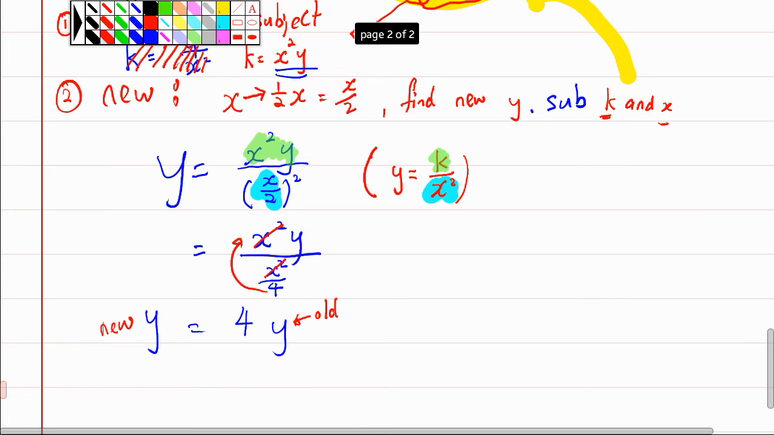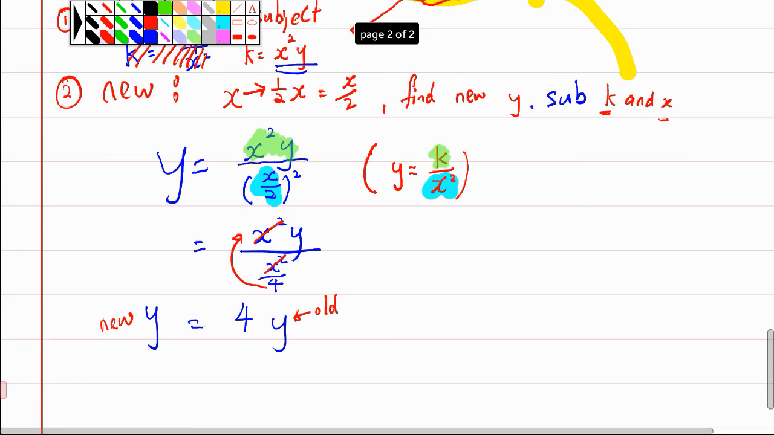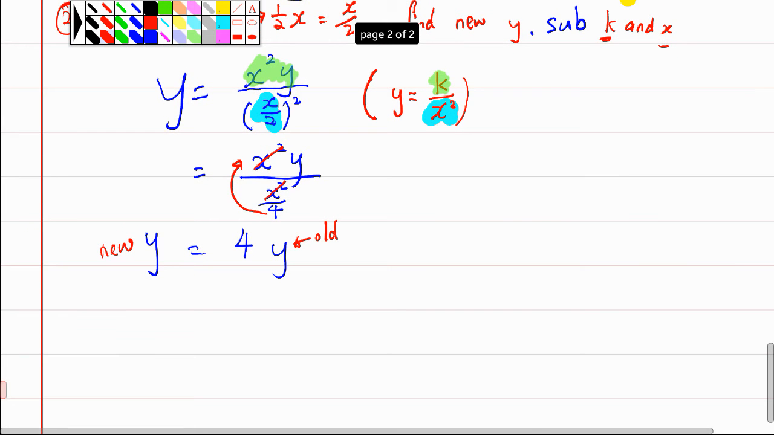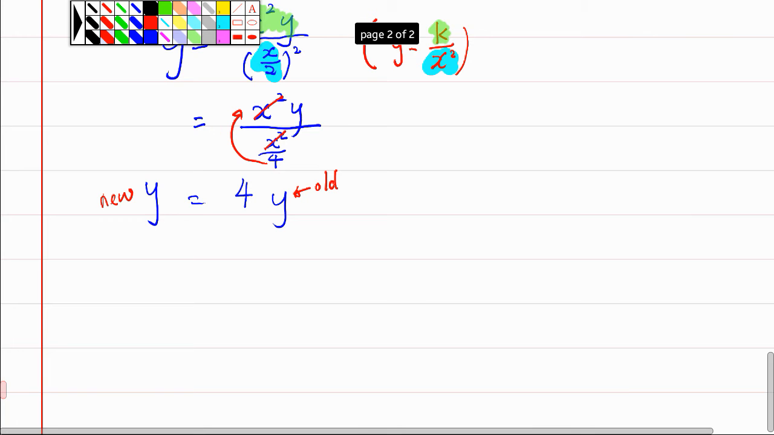Now, based on this, how do you describe in words? The new y is 4 times the old y. No, don't let k equal to something. Don't, because the value of k, I don't know. I myself don't know what's the value of k. Don't random. So describe in words. How do you describe in words? Explain the effect on the value of y.